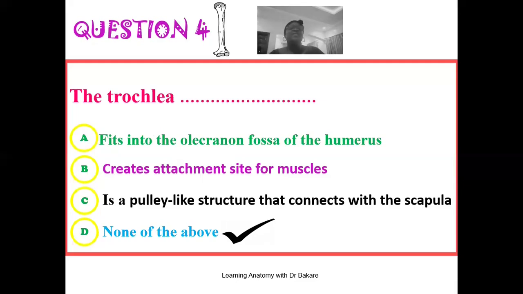The trochlea is not seen to fit into the olecranon fossa of the humerus. It is the olecranon process that fits into this fossa. It is also not seen to create attachment sites for muscle. Although it is a pulley-like structure, it is not seen to be connected with the scapula. Hence, the correct answer here is none of the above.